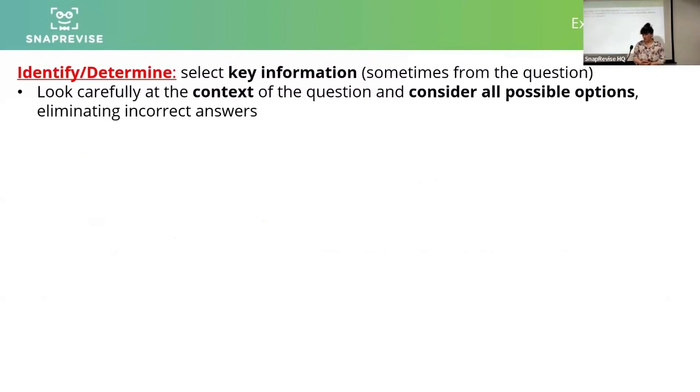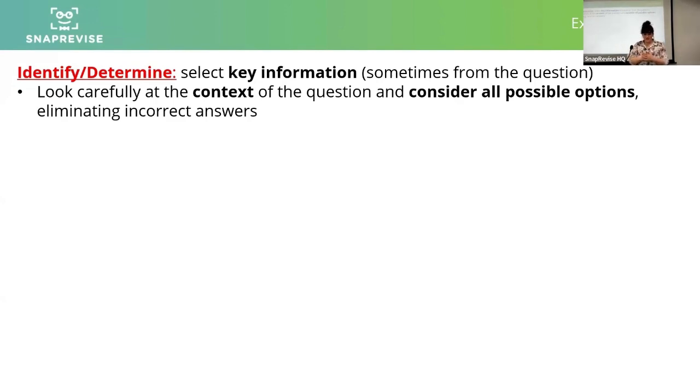Okay, so what about if you've been asked to identify or determine? If you've been asked to identify or determine, you need to select key information, sometimes given in the question. Well, in fact, most of the time it's given in the question, or at least your guidance is given in the question. So look carefully at the context of the question and consider all possible options, eliminating incorrect answers.